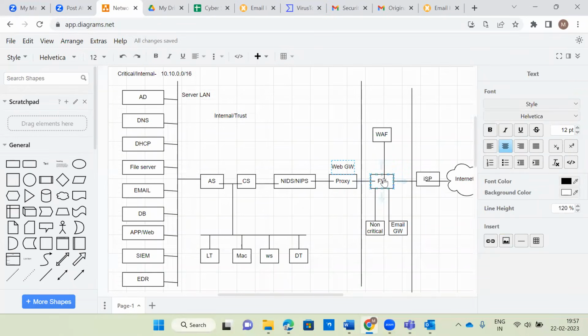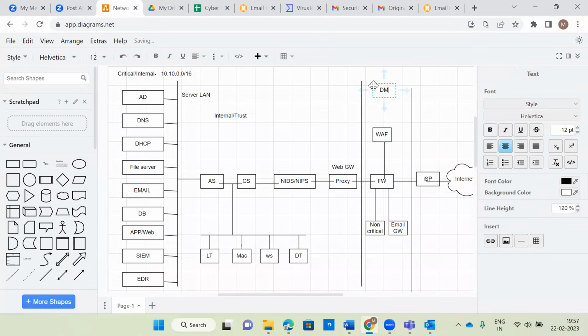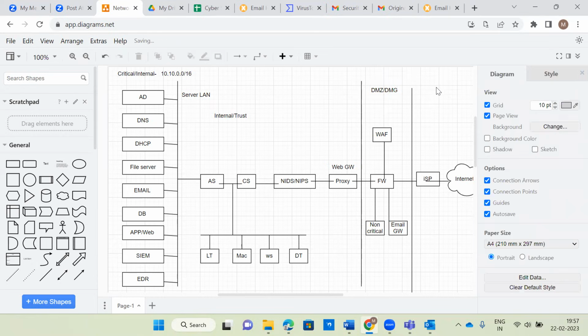And next one is firewall. Firewall will be deployed in the DMZ, like your fencing, or maybe your wall, or maybe your gate in front of your house. So this is completely outside of the zone.